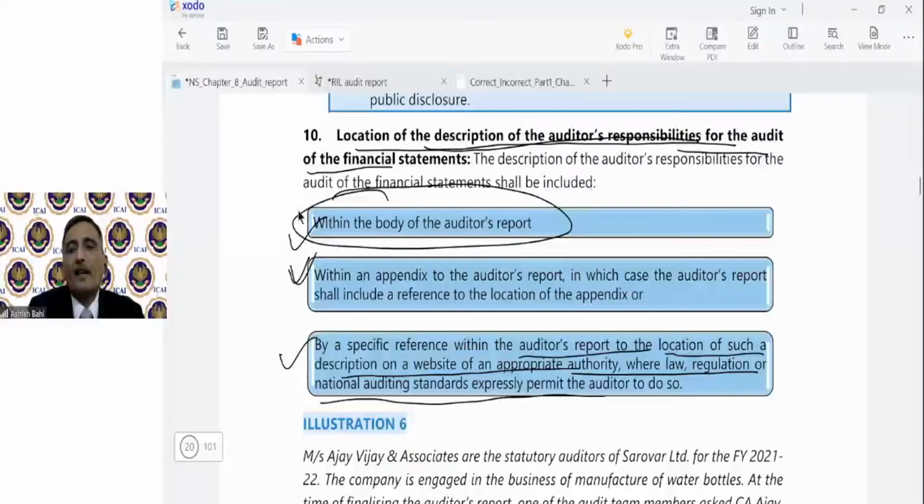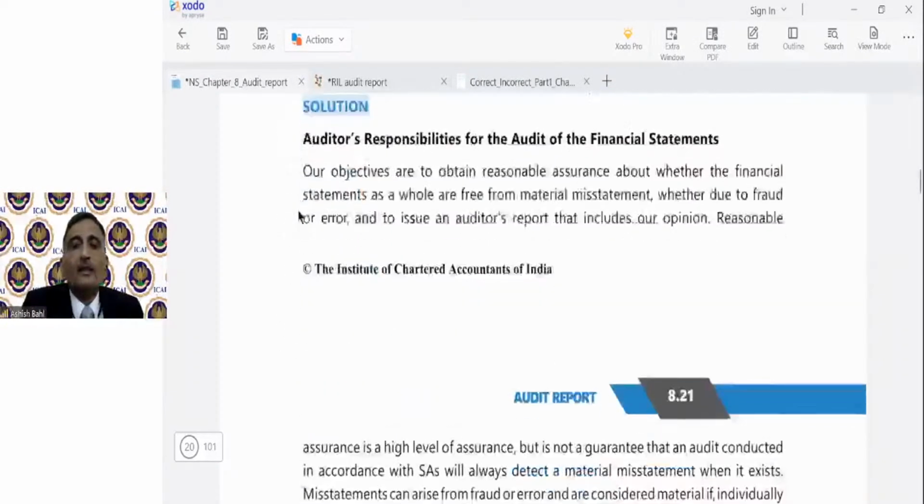Okay, where it is permitted by the law and regulation, और किसी वेबसाइट का आप रेफरेंस दे सकते हैं कि यहाँ पे ऑडिटर रिस्पॉन्सिबिलिटी लोकेटेड है, और उस वेबसाइट की रेफरेंस दे सकते हैं, प्रोवाइडेड इट इज परमिटेड बाय लॉ टू डू सो. ओके, so these are the things.